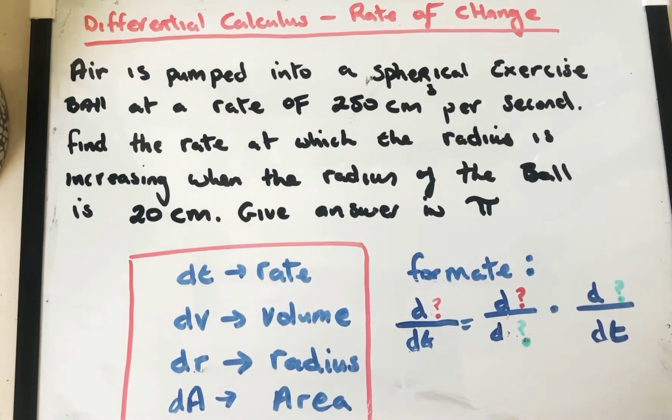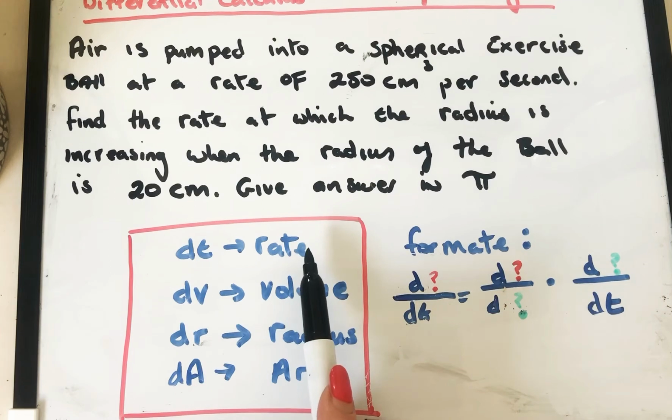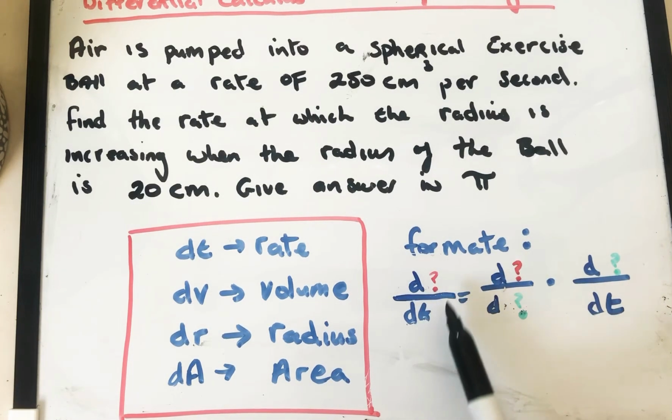Before we begin the question, we have to look at some notation. dt represents the rate, dV is volume, dr is radius, and dA is the area. There's also a format which I would recommend that you learn off because it's really handy. So we have d by a red question mark over dt. To find this red question mark, you read your question and say, what rate am I looking for? Because you can see it's over dt.